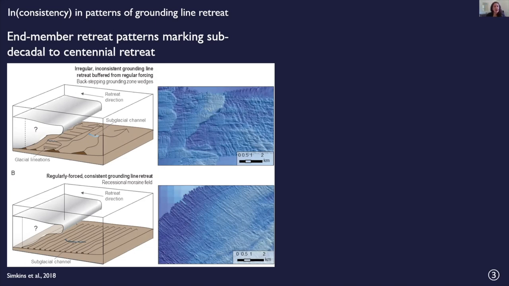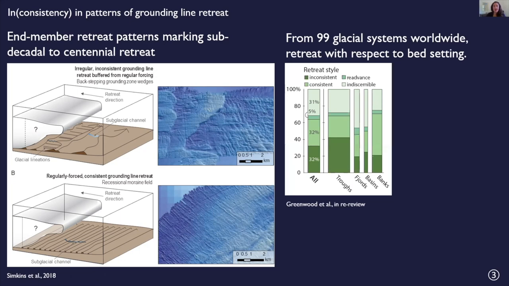Then on the other hand, we have this regular, consistent grounding line retreat that is in this case marked by small recessional moraines. That's indicating that the system is really not capable of overcoming the forcing that's driving retreat. And then with some work that is in re-review now from 99 glacial systems from continental margins worldwide, we can look at retreat style in terms of consistency and for a handful of cases, those that show re-advance, and think about where those sorts of retreat styles occur in terms of bed setting or topographic setting.